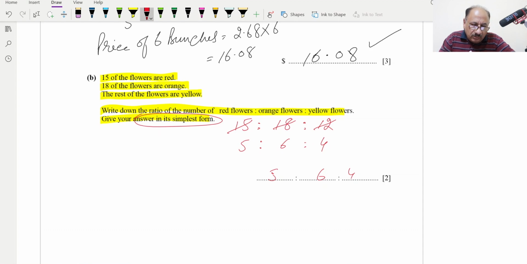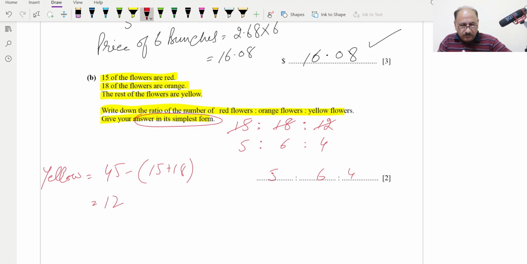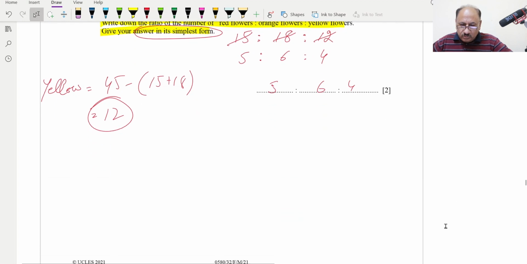And how we got 12 for yellow, that also we can show in a step. Yellow will be equal to 45 minus (15 plus 18), and this will be equal to 12, and this is the 12 which we have utilized over here. We are done with this 2 mark question.